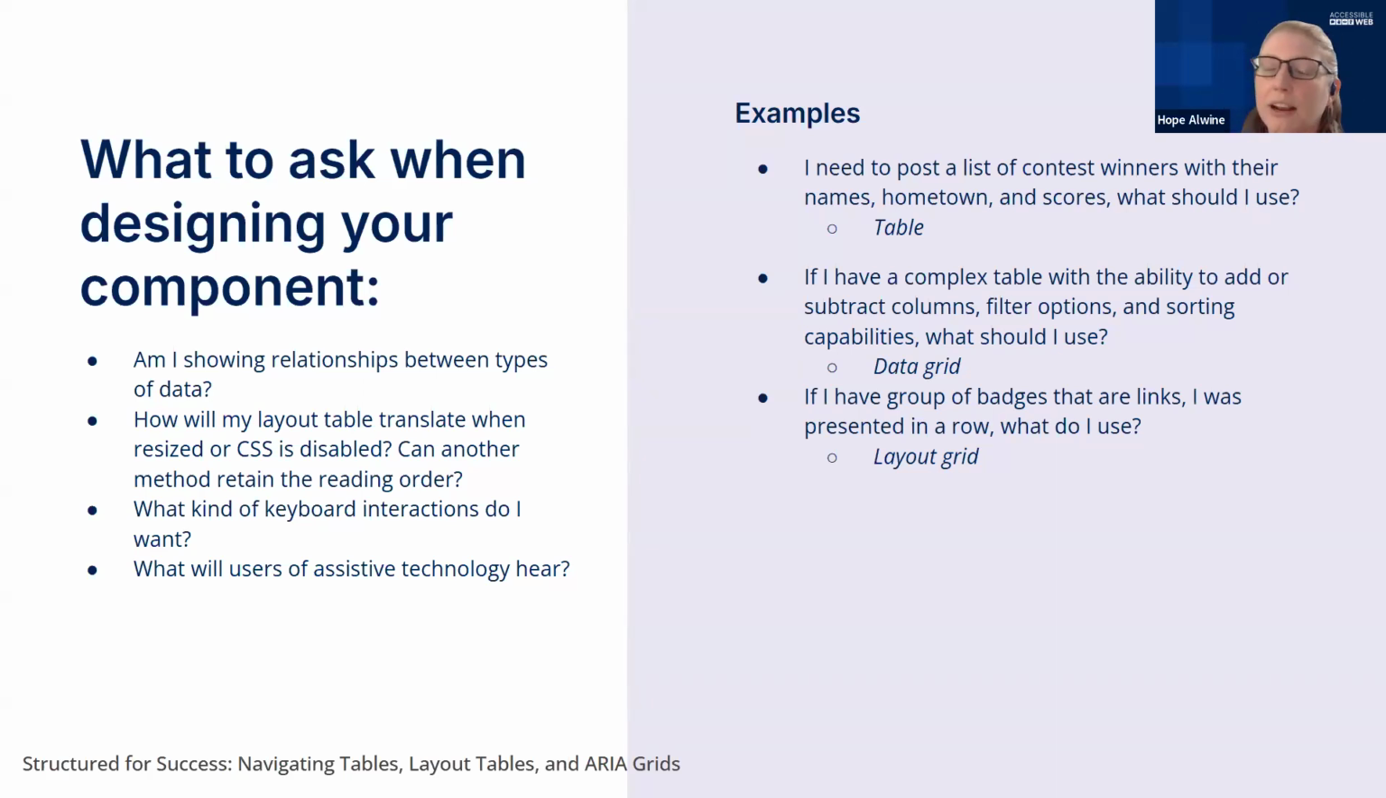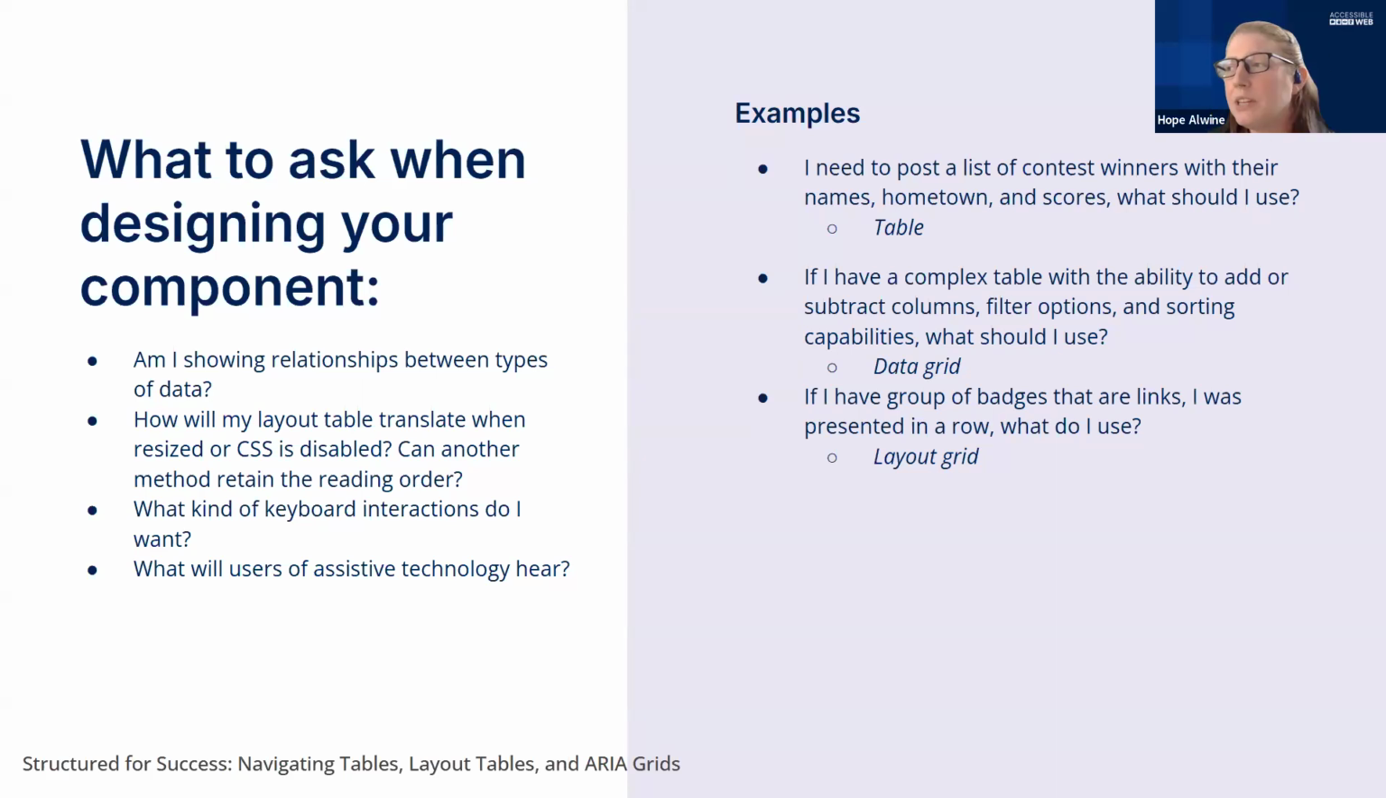Also, what kind of keyboard interactions do you want? Do you want something that users can do a lot within a single grid, or do you want this to just be static information that is read out? Another thing is to definitely test with assistive technology. That way you know what your users are hearing, as well as making sure that the same information is given to everybody. And lastly, let's look at some examples very quickly.